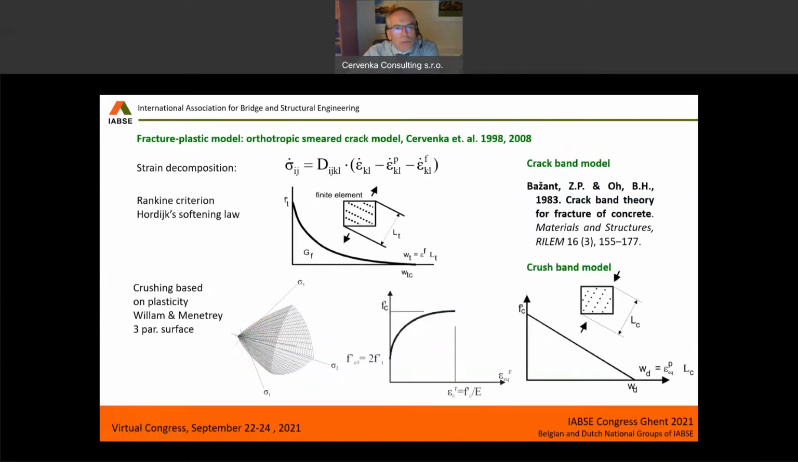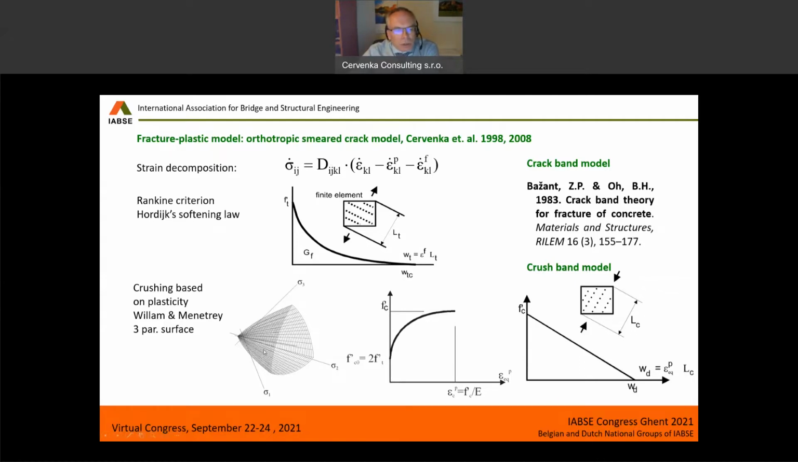Participation in this project was mainly on modeling of this spiral reinforcement. For that, I would like to say a few words about the material model that we are using. So we are using software Athena, and there we are using the fracture plastic material model, which consists of an orthotropic smeared crack model to model cracking and a plasticity-based model for crushing of concrete.